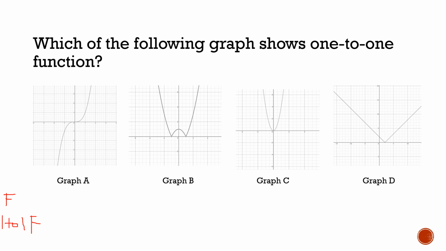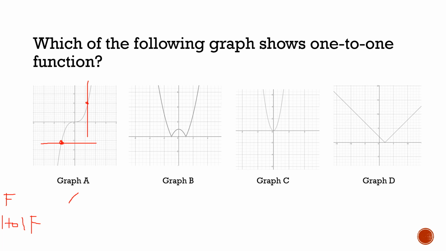For the first graph, once we apply your vertical line here, there is only one point of intersection between your vertical line and your graph. So meaning to say it is a function. So the graph is a function. Let's check. If we apply a horizontal line here, there is only one point of intersection between your horizontal line and your graph.